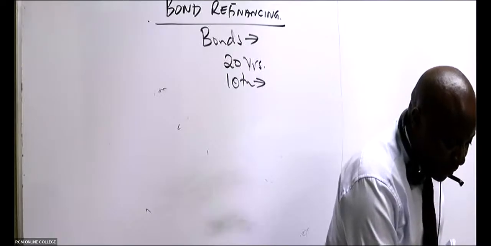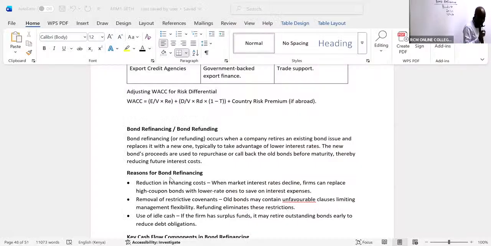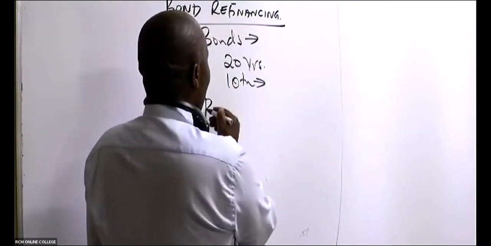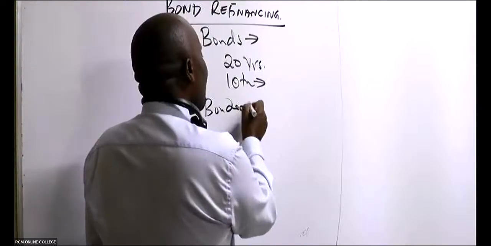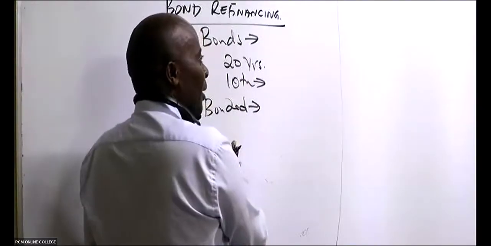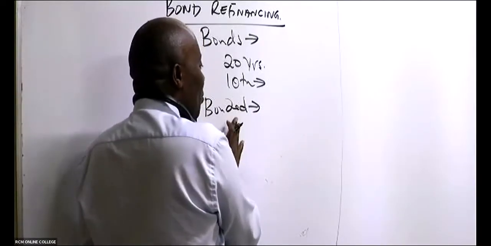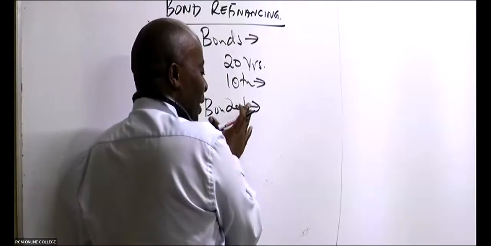But before I answer it, what are the reasons for bond refinancing? The most important reason for bond refinancing is reduction in financing cost. The interest cost will go down. Removal of restrictive covenants. There are bondholders who will, for example, come and tell you that the moment we give you money, the moment you are bonded, we have these covenants. So in this case here, for example, you can't sell this land, you can't do this and this, you can't start this kind of new branches, because most bondholders fear increased risks.